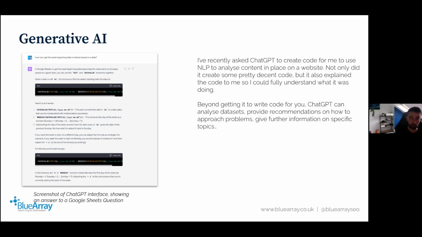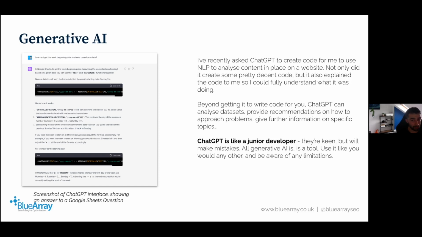Beyond getting ChatGPT to write code for you, you can use it to analyze data sets, provide recommendations on how to approach problems, give further information on specific topics. Again, that list is pretty endless. ChatGPT is like a junior developer. They're really keen, but one thing worth bearing in mind is that it will make mistakes sometimes. It will have things called hallucinations, where it basically just makes stuff up. Treat it like you would any tool, right? All generative AI is, is a tool that you can use. Use it like you would any other and just be aware of any potential limitations. Don't blindly trust what it creates, and it will probably be okay.